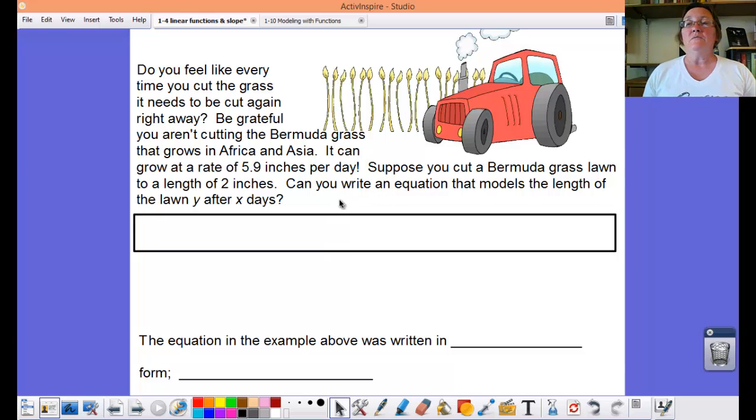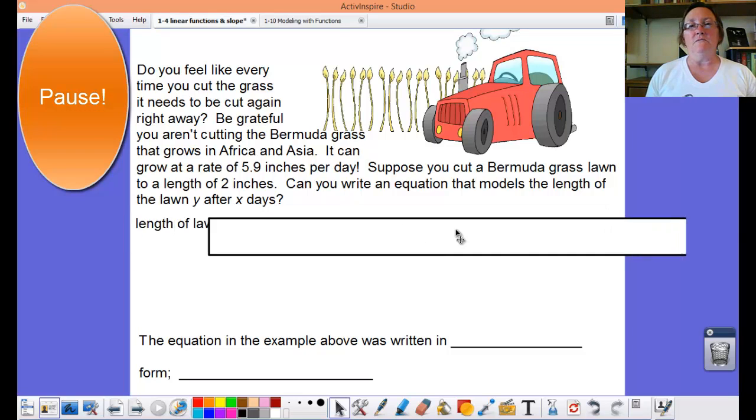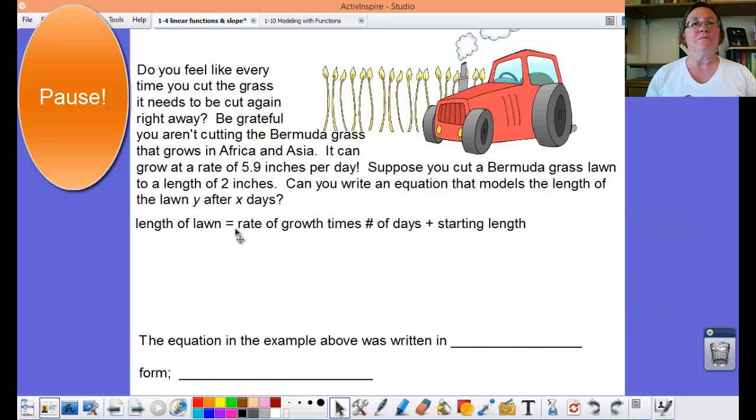The question says, suppose you cut a Bermuda grass lawn to a length of 2 inches. Could you write an equation that models the length of the lawn y after x days? And I'm sure you could. The pattern that you'd be following is something like this. The length of the lawn is equal to the rate of growth times the number of days plus the starting length. That just kind of makes sense. Will you pause the video and write that equation, please?